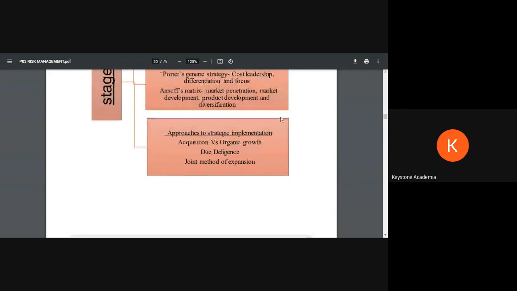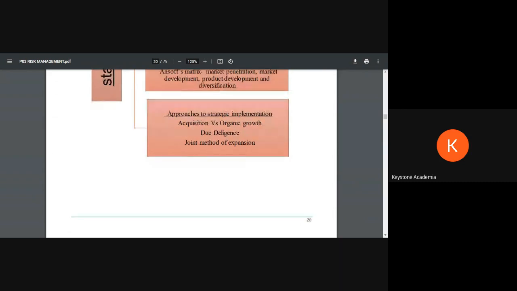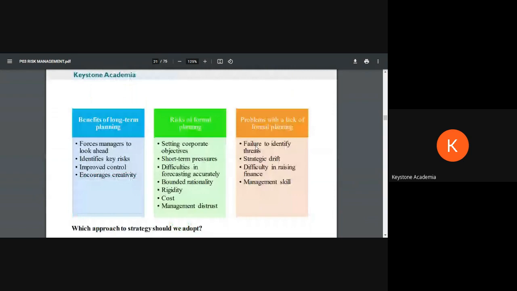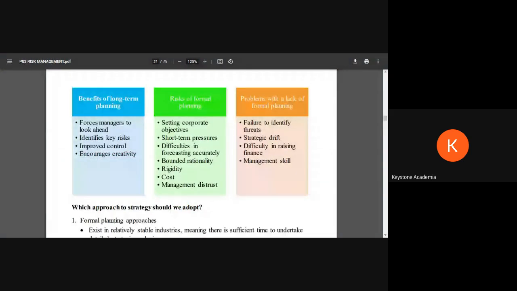Okay. Going down, yeah. So joint methods also we have. Another option, as I was telling, is the joint ventures. Joint development methods can also be done.